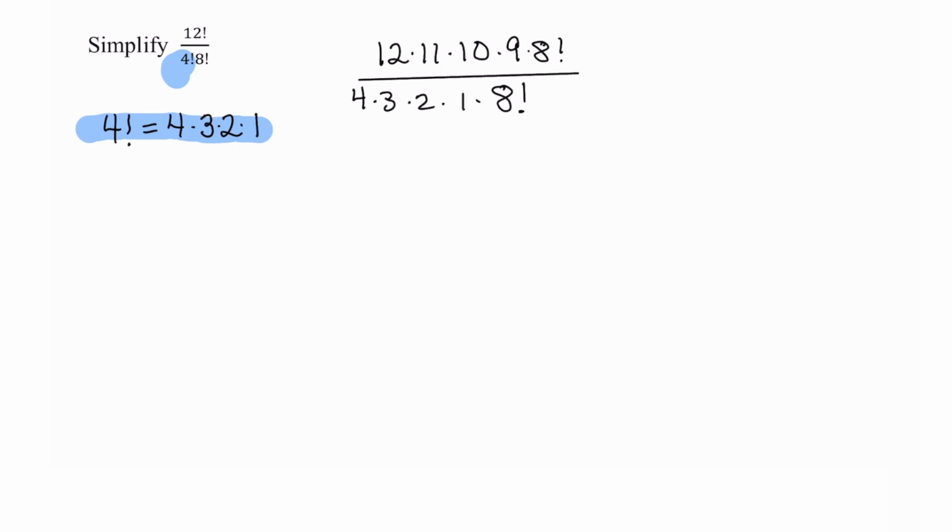Now removing common factor pairs, I have the 8 factorial removes with the 8 factorial, and then I try to see if there's any other common factors that can remove. I see that 4 times 3 in the denominator is 12, and I have a factor of 12 in the numerator. So I can remove the common factor pairs of 12 and 4 times 3. And then I also have this 2 in the denominator, which has a common factor of 2 in the 10. That would leave me 5. And now the only factor remaining in the denominator is a 1. So my expression will simplify to 11 times 5 times 9, which is 495.